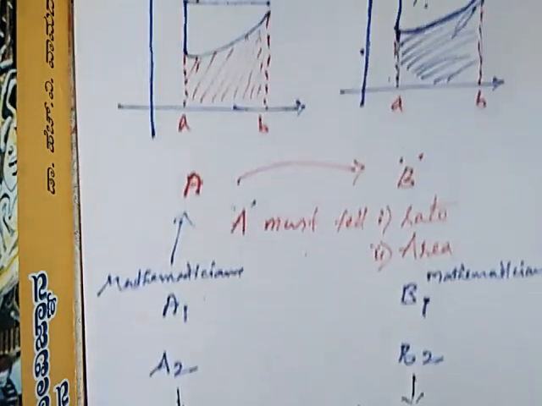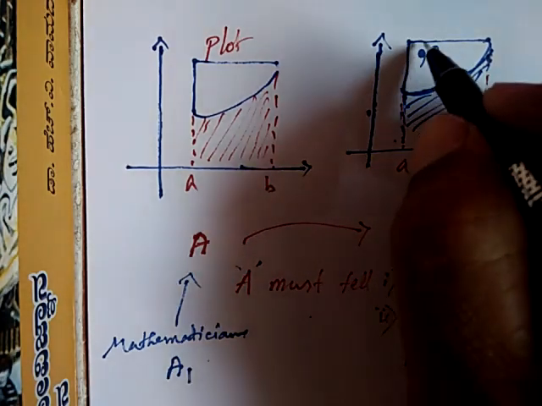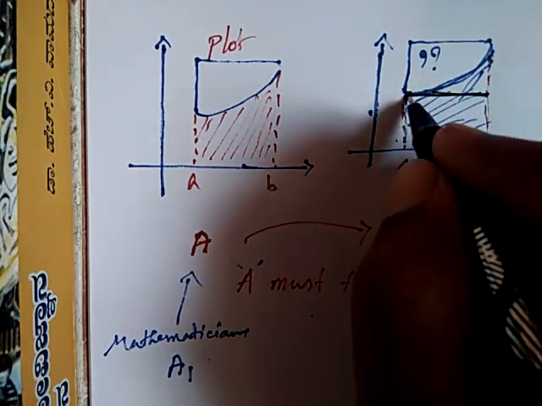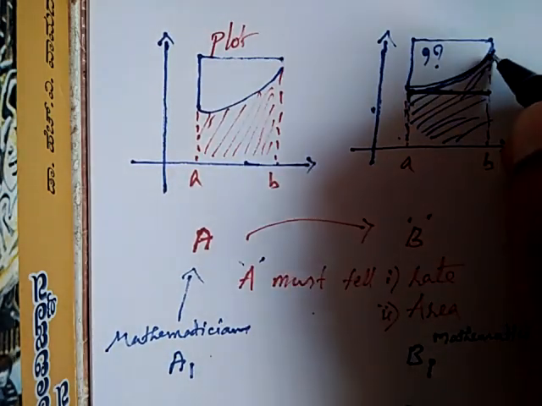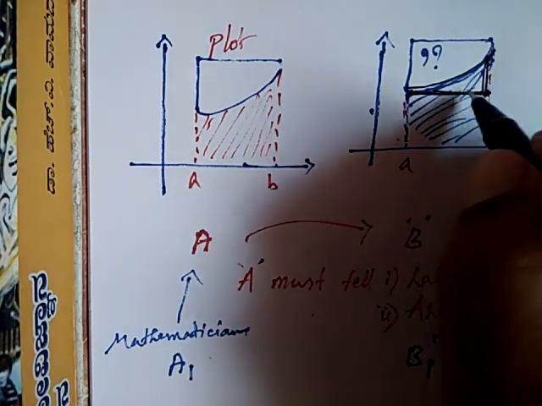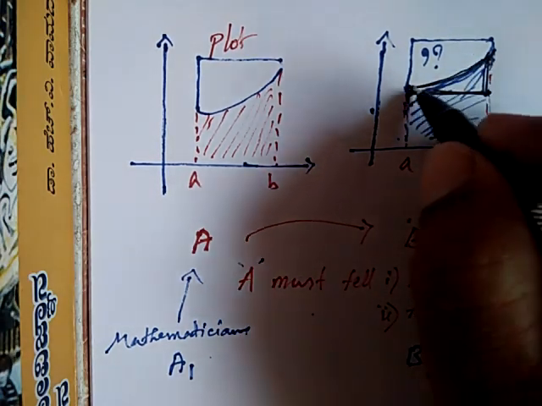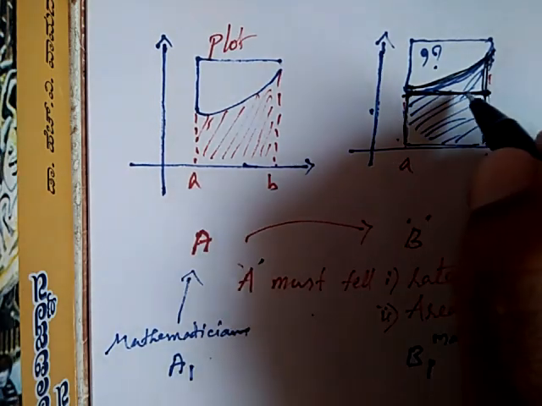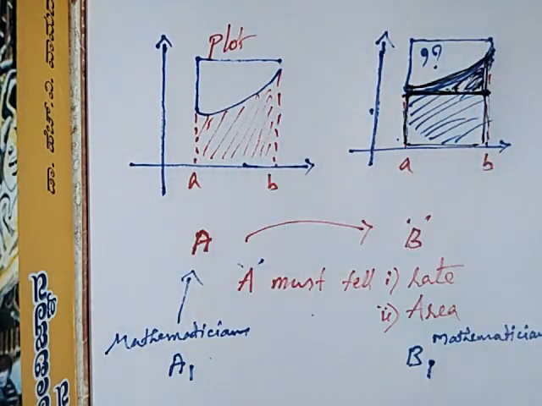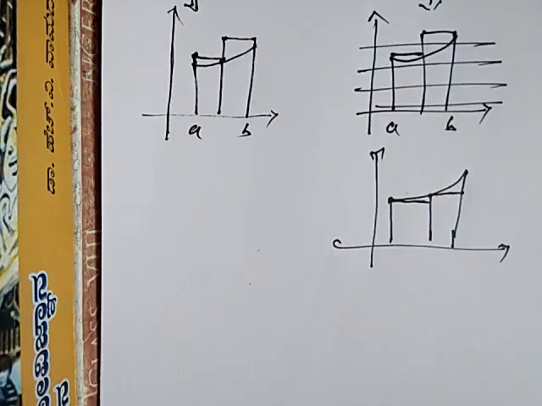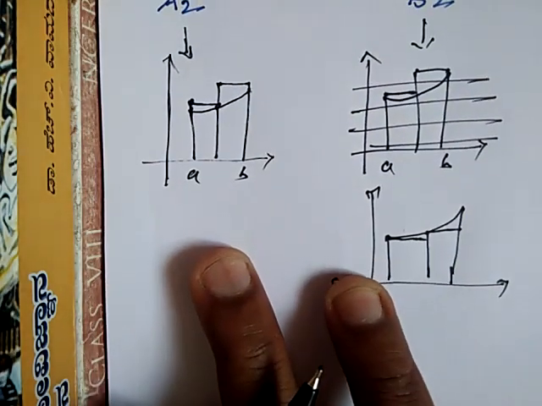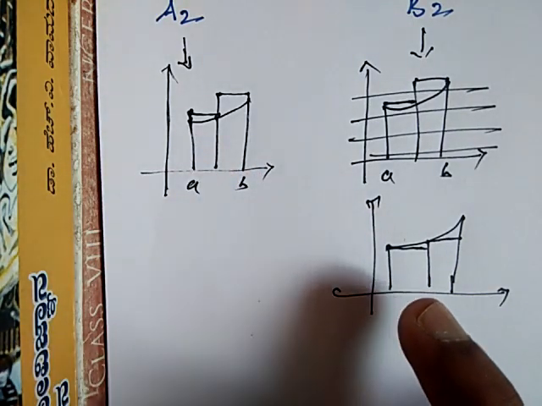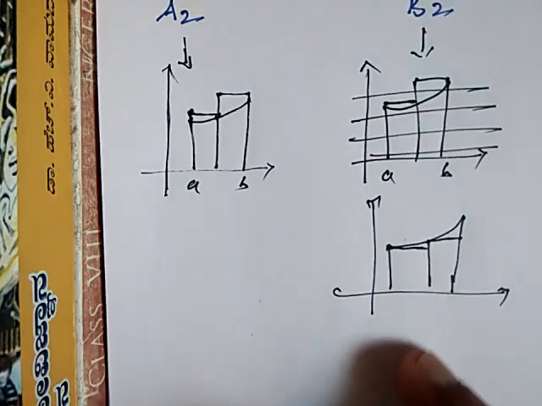Similarly, B1, as I told, is above, so he can take this much, not this one, only this much. So this is lower, below the curve, that we are giving. Suppose you are calculating this area, this much extra area will remain here. In the same way, A2 will support calculating the area like this, and B2 will support calculating the area like this.